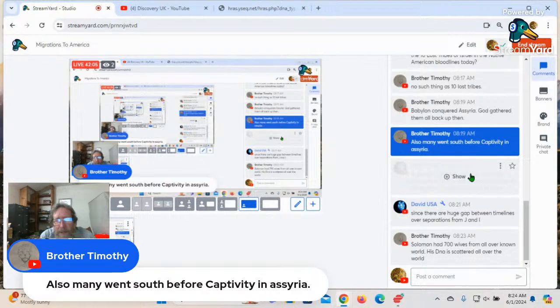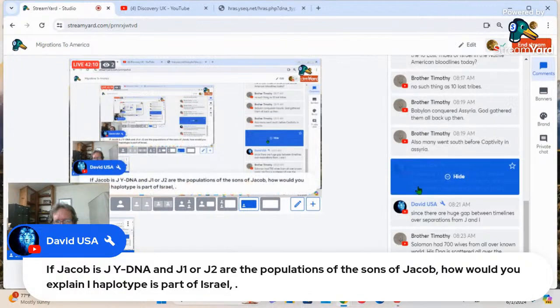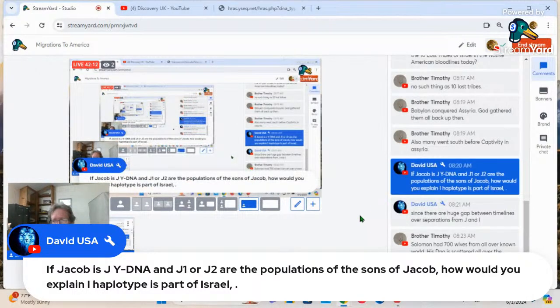There's a lot of J1 that went south, a lot. And of course, J1, as a matter of fact, it's the Cohen modal haplotype that went south. It's more than the J2. So the Cohen modal haplotype, a lot of them went south, whereas the J2 mostly went north.